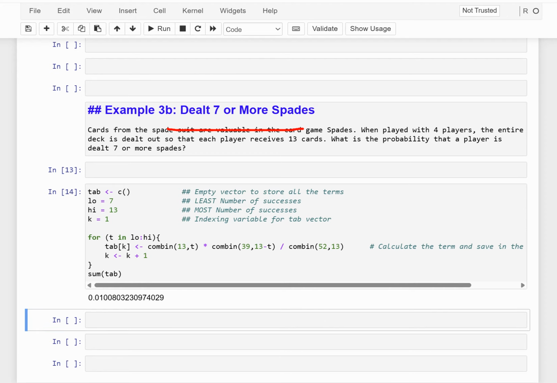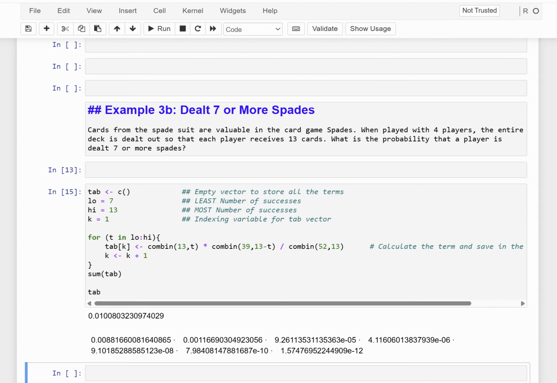And what do we do? We run it, and we find out that the chance of success here is right around 1%, sorry, 1%. And also always remember that it's stored the tab vector, the tabulation vector, and I can print that out too. And here you can see all the values that it calculated. And this, if you'll recall, is the n equals 7, and it matches the value we had right up above. And this is n equals 8, and n equals 9, 10, 11, 12, and here's the probability of 13 spades.